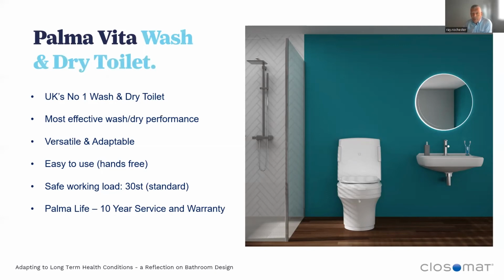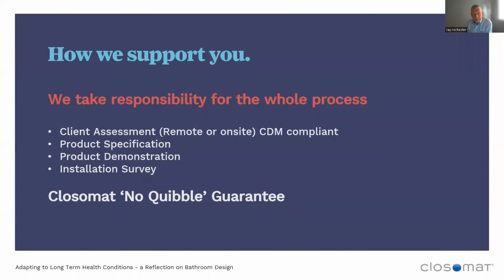The product can be adapted to suit the client's need with a range of heights, alternative seats, operating methods and supports to suit everyone from a paediatric to a bariatric client. As standard, the Closomat will support a client weighing up to 30 stone. With the Big John seat fitted, it can support a client up to 57 stone. And then Palmer Life, a relatively new concept in toileting, uses the very same toilet and accessories, but is sold with included annual service and warranty for 10 years from the date of install. This gives peace of mind for the client and also for the specifier.